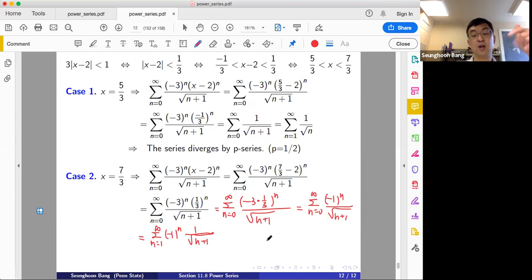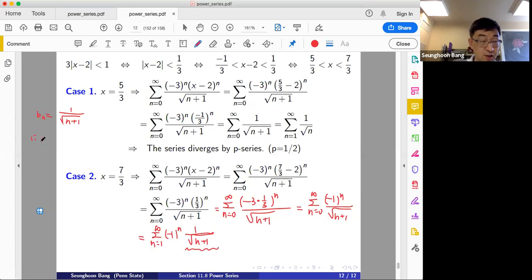So this series is convergent or divergent? What do you think? Could you write your answer on the chatting board? Yeah, convergent. So which test do you want to use? Yeah, the alternating series test. So here, the Bn is only positive 1 over square root of n plus 1.